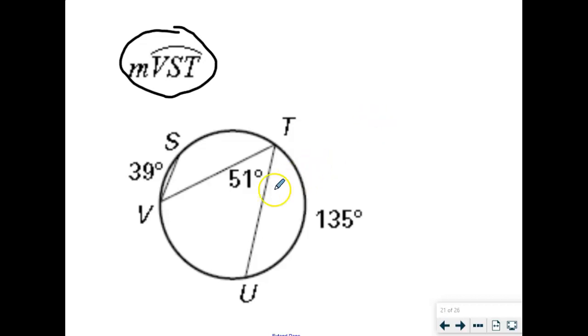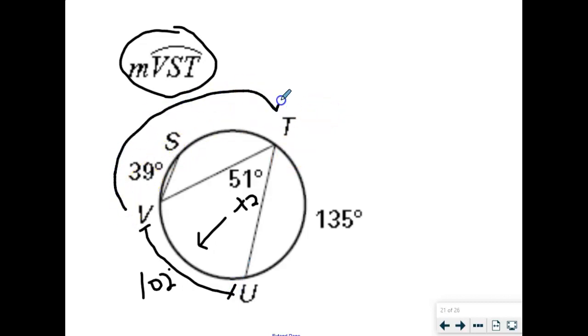Okay, now here we are. We have 51 degrees. So what I'm going to do is I'm going to multiply the inscribed angle by 2, and that's going to give us 102 degrees from V to U. Now notice it's asking for VST. So our distractor actually is 39 degrees. We don't need that 39.